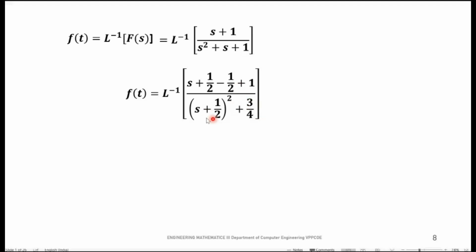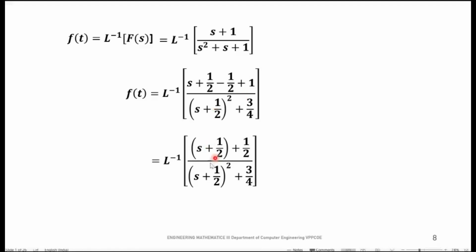Now in the denominator s is replaced by s plus half, so in the numerator also s should be replaced by s plus half. So I am adding and subtracting half here: s plus half minus half plus 1. Now combine s plus half together and minus half plus 1 together, separate, and then calculate the inverse for those functions. So completing the square, now take s plus half as one function and the other constants as the second function.